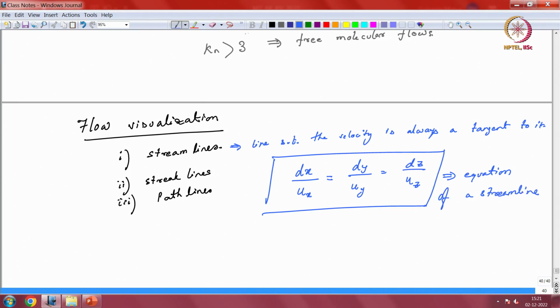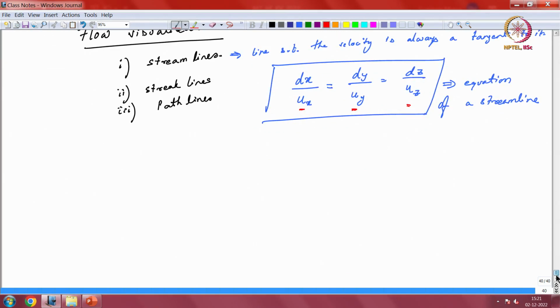So, if you have an experimental technique in which you are able to calculate ux, uy, uz, then you can use this particular equation now to calculate your streamlines in terms of x, y, and z. Right. So, x, y, and z, an equation connecting them, that would probably represent the streamline in this particular case. Then now comes the topic of streak lines.